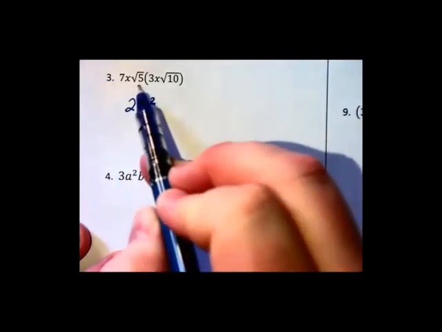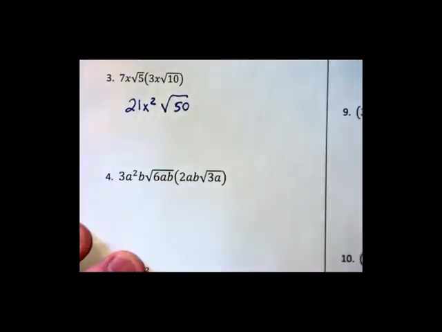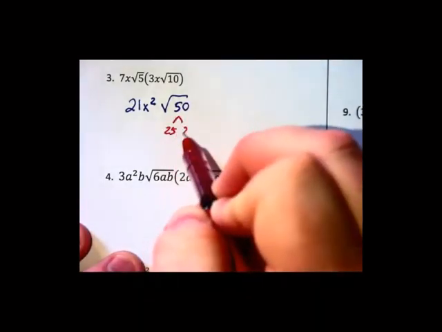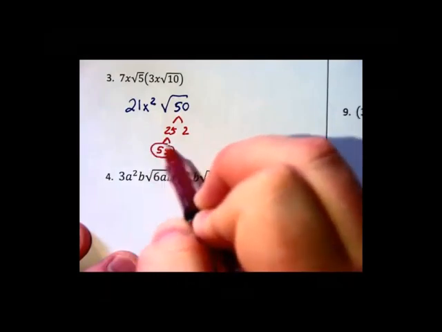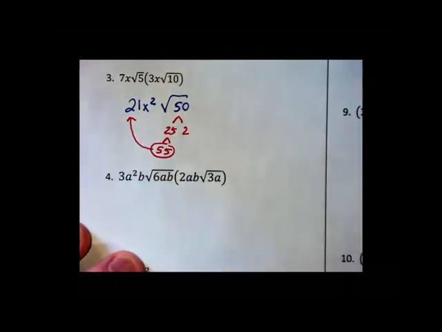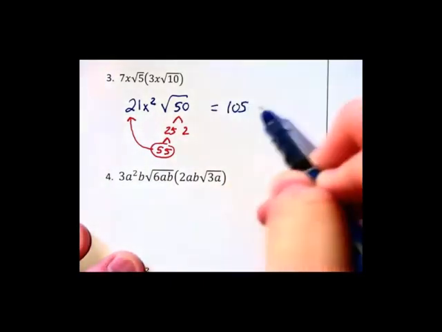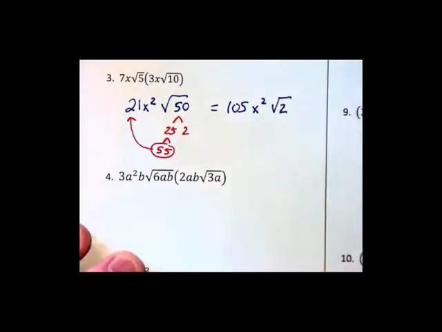For problem number 3, outside we have a 7x times a 3x making 21x squared, and then inside 5 times 10 makes 50. But in this case, the 50 can be broken down. That is 25 times 2. The 25 is a pair of 5s. That pair of 5s will multiply a single 5 times the 21 out in front, giving you 105x squared with the root 2 left over inside.